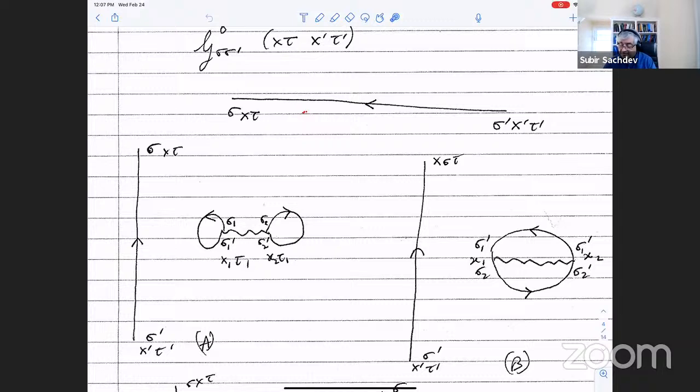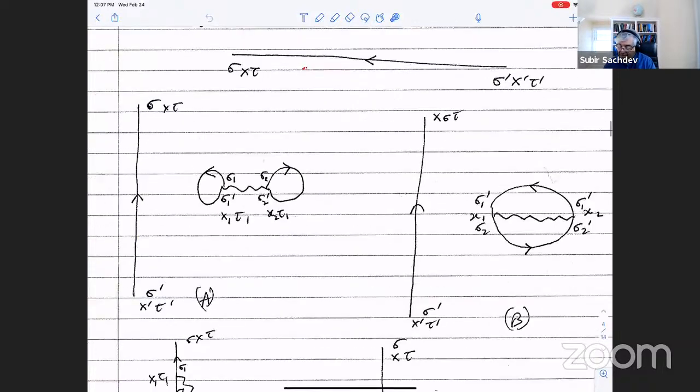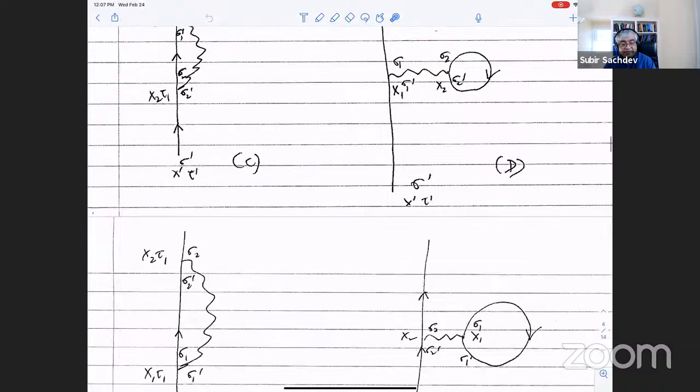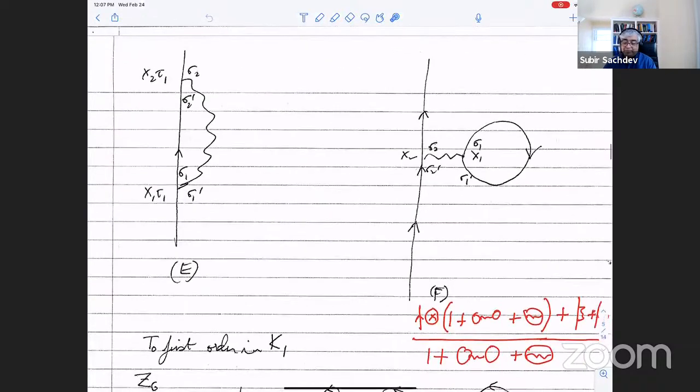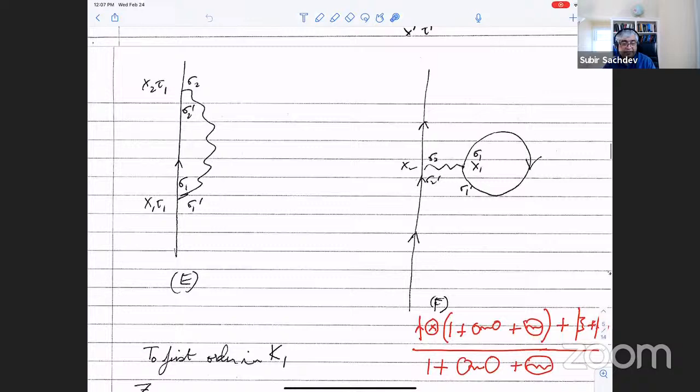Okay, so this is a slightly different term, and these terms A, B, C, D, E, F correspond to various expressions we had written down in the previous slide.